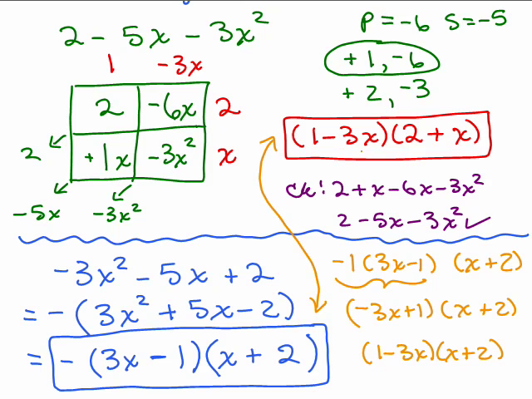So whether you give your answer as 1 minus 3x times 2 plus x, or a minus sign with a 3x minus 1 and an x plus 2, and whether you write x plus 2 or 2 plus x, those are also exactly the same. We've got the correct factorization. But you need to make sure that you understand those are the same.